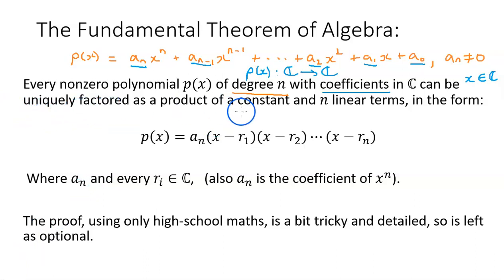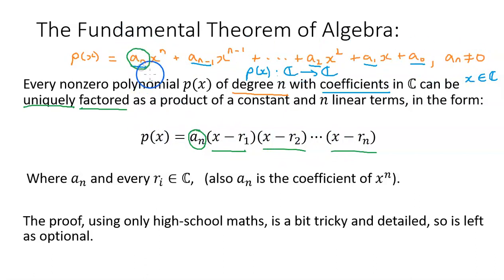Okay, now for all of these kinds of polynomials, we are guaranteed that they can be uniquely factored as a product of a constant and n linear terms. So this a_n is the constant, and yes, it's the same a_n as this one here, and these are the n linear terms. So that means when you expand this thing here out, you should get this thing up here.